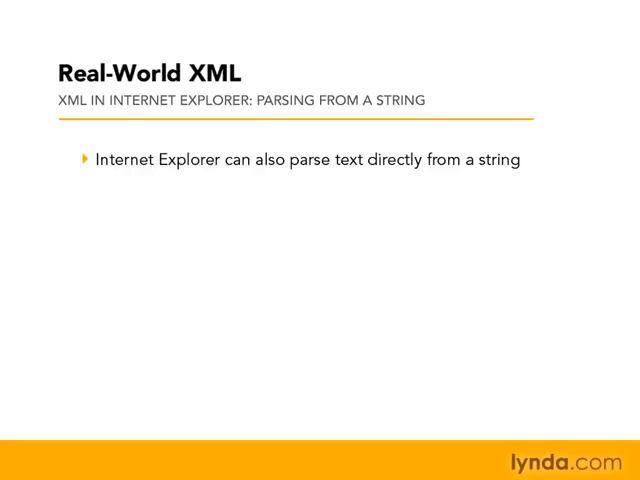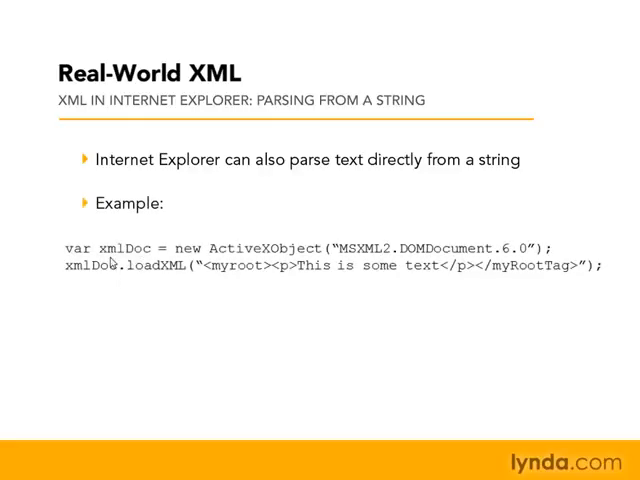And the way that you do that is actually really pretty straightforward. You don't have to create a DOM parser or anything like that. IE makes this pretty easy. All you need to do is create the XML document like you do in the previous example, and then it's a simple matter of calling the loadXML method on the document object. And in this case, I'm passing in a string which represents a functionally complete XML file.